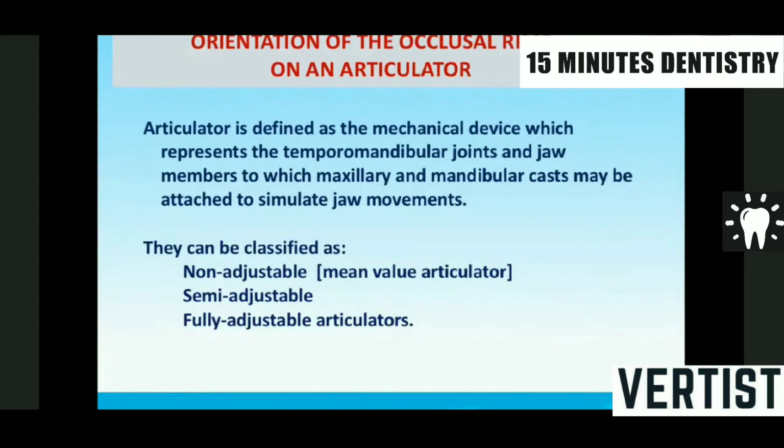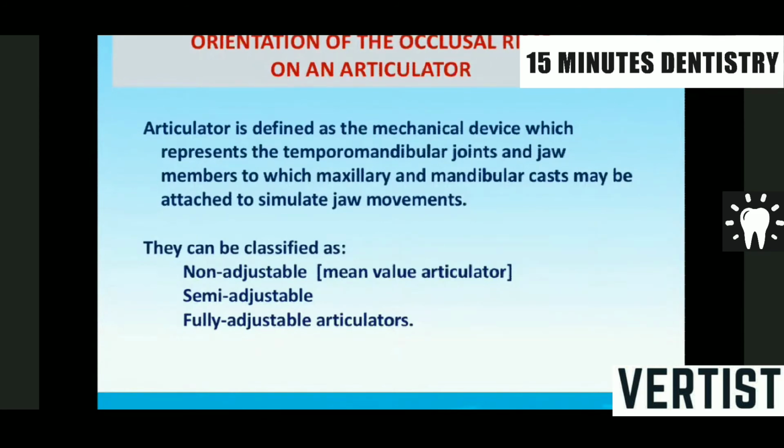Now our next exercise is to orient the occlusal rims on the articulator. So now I introduce the term articulator. You have all been using the articulator that is called the mean value articulator. So we'll just go through a little bit of articulators. Articulator is defined as a mechanical device which represents a temporomandibular joint and jaw members to which maxillary and mandibular cast may be attached to simulate some or all of the jaw movements.